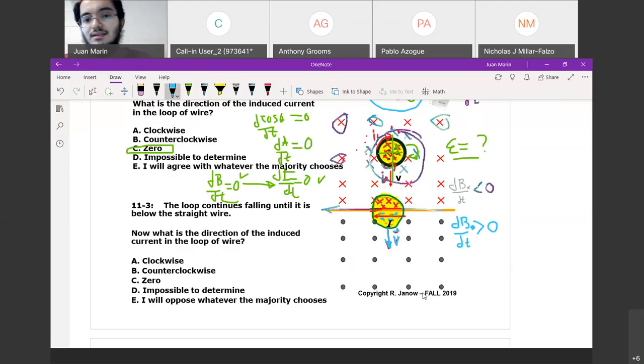And all of that depends on the velocity v, right? The rate of change of the position. Displacement is changing with time. So dB dt is greater than zero out of the page. dB dt that goes into the page is less than zero. One decreases, the other one increases.